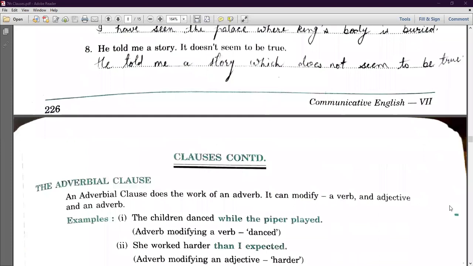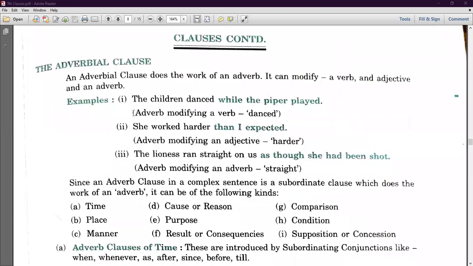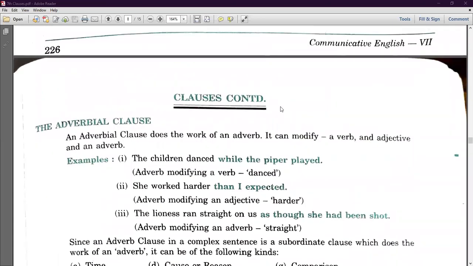Now, adverbial clause. What are they? Adverbial clause does work of an adverb. It can modify a verb, an adjective, and adverb. Now, see these sentences. The children danced while the piper played. The word danced is being explained further. Okay, so I am going to stop here. We are going to do this section in the next session.